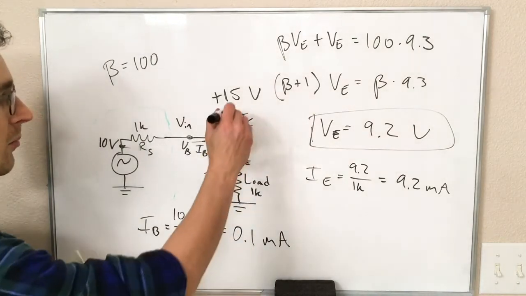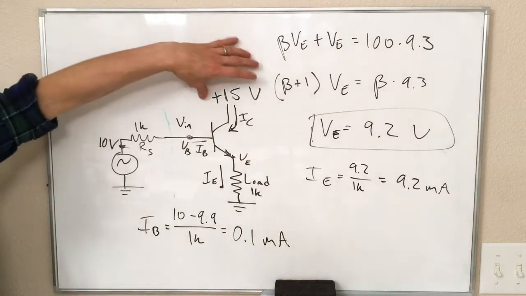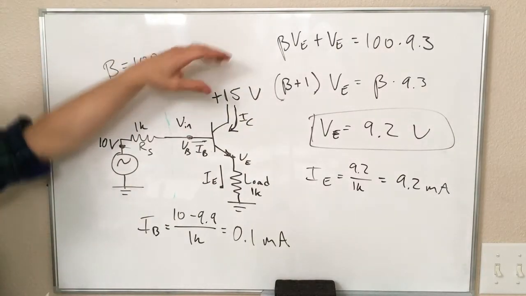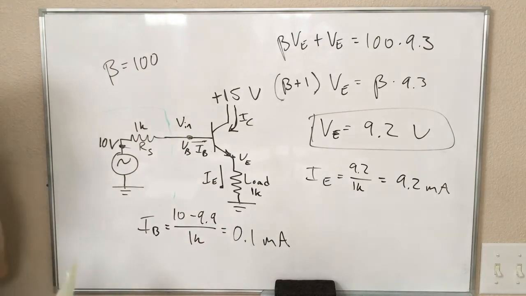Where's this other current coming from? Well, it's coming from the collector, from this 15 volt power supply. So you need something else to supply this power, but the transistor is assuring that it gets to the load in a way proportional to the input. And that's what we're going to talk about next year.